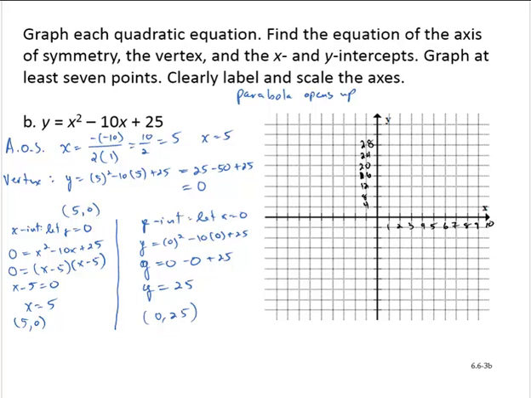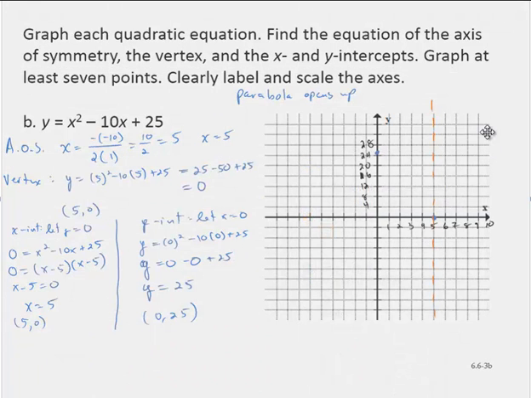All right, so I have the point 5, 0, and that's the vertex. And since it opens up, that's the lowest point on the curve. And I have 0, 25, and then by symmetry, I have the point 10, 25. Right, oops. Just by symmetry, I have 10, 25. Now I just need to fill in a couple other points.